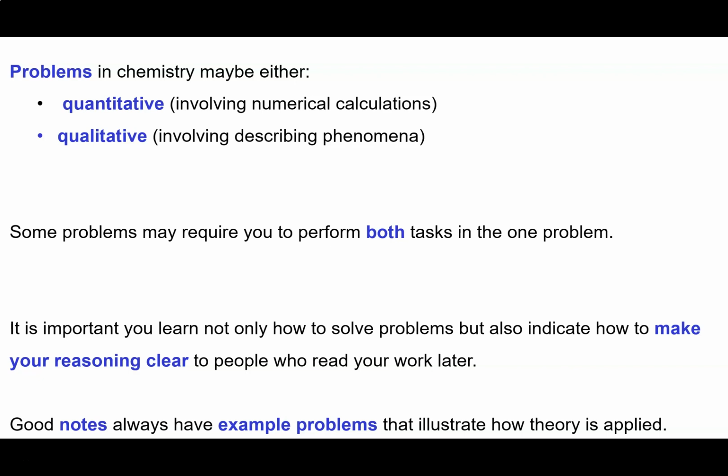So there are two major types of problems in chemistry. There are what we call quantitative problems, which involve doing numerical calculations, and then there are what we call qualitative problems, which involve describing things, normally using either language, written language, or symbols, perhaps diagrams. Often you'll have to do both of these things in the one problem. So you might have to calculate something and then you might have to explain something, or draw a diagram indicating how something happens and then do some math on that diagram.